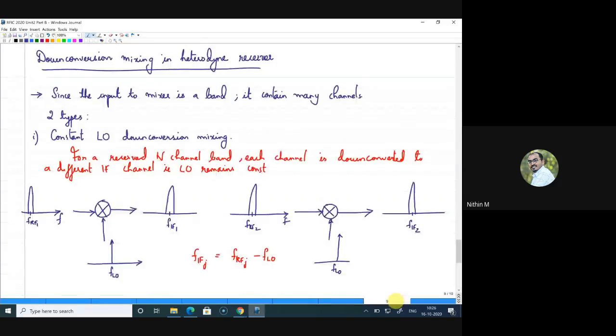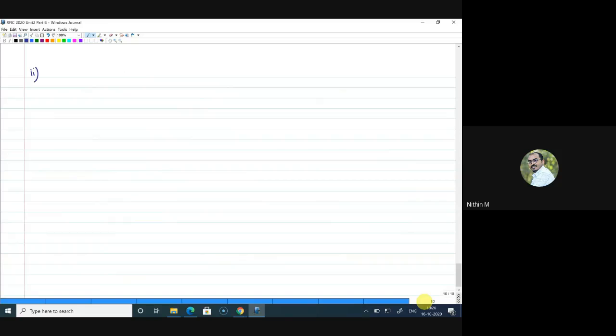So what is the advantage if I keep this LO frequency variable? Any idea? If I change LO frequency with respect to RF frequency, yes, we can look for the same IF for different RF. That is true, very true. So that is your second type.